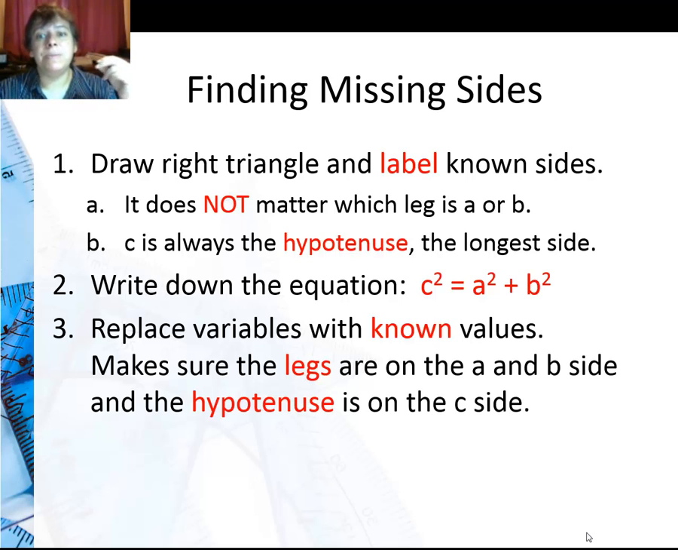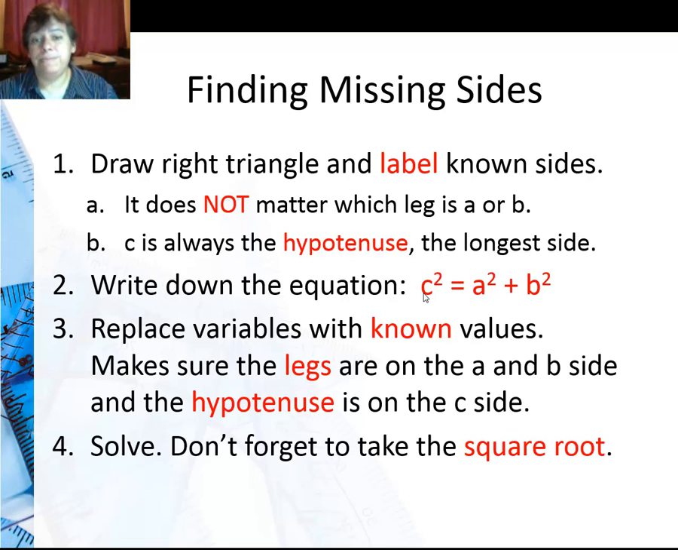Replace the variables with the known values. Make sure that the shorter sides, the legs, are on the A squared plus B squared side. Do not put them on the C squared side. And then you put the long side on the C squared side. A lot of students want to just put the known values in for A and B. And that's okay if I'm looking for the hypotenuse. But if I know the hypotenuse, I'm actually looking for either A or B instead. So I need to make sure to put the hypotenuse value in on the left. Solve. Don't forget to take the square root at the end.